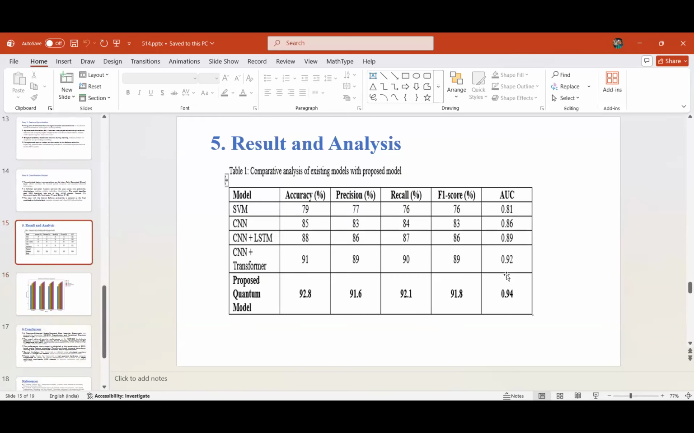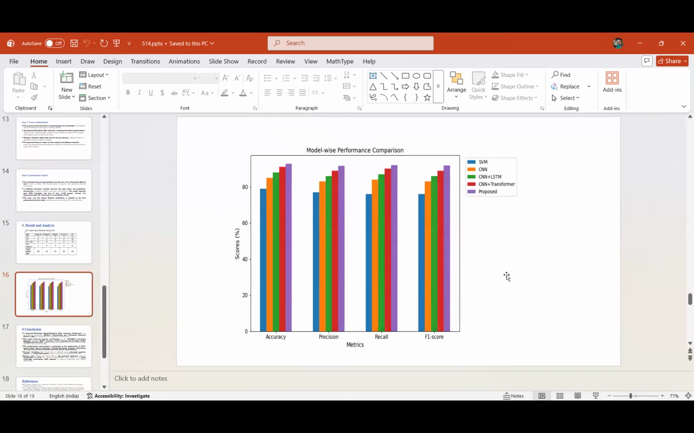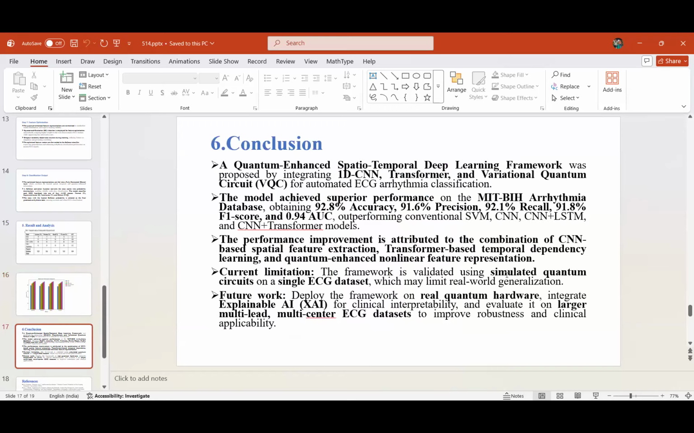These are the results, presented in the table here. All the metrics are represented for SVM, CNN, CNN plus LSTM, CNN plus transformer, and the proposed method. Among all the methods, the proposed one achieved better results than the existing ones.